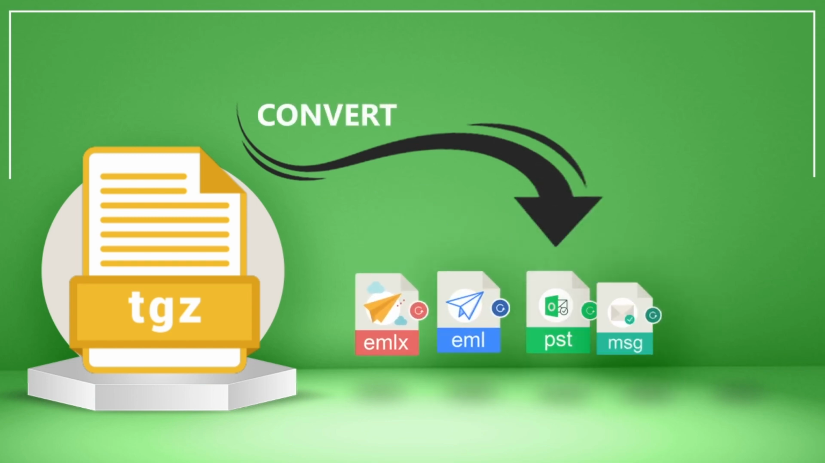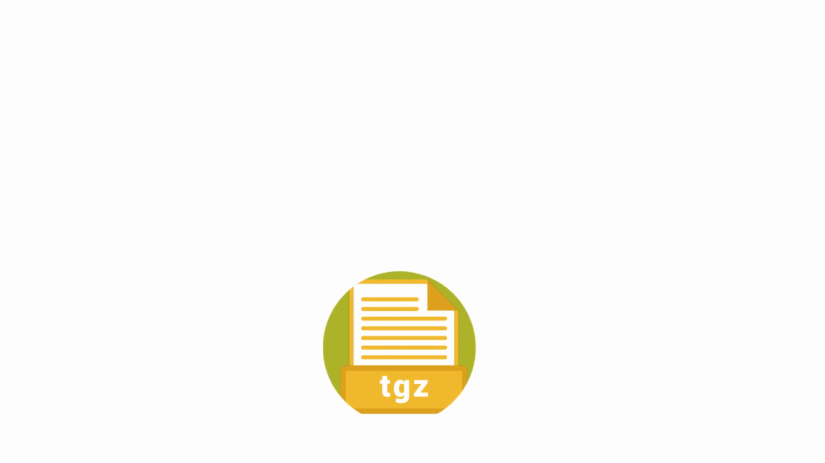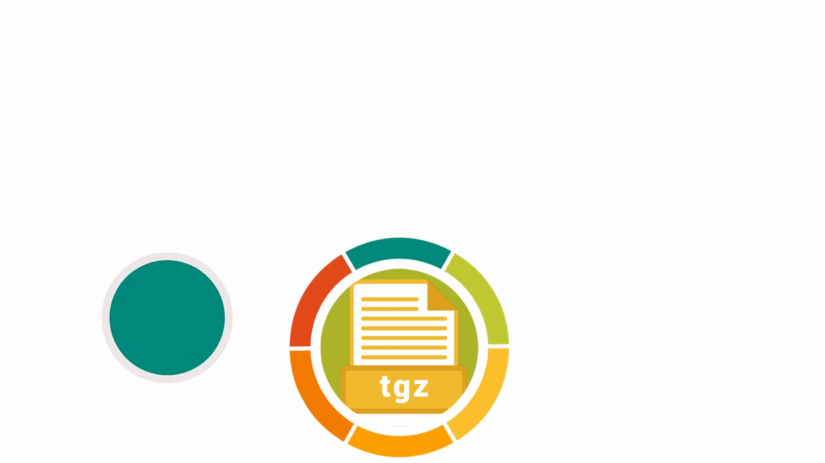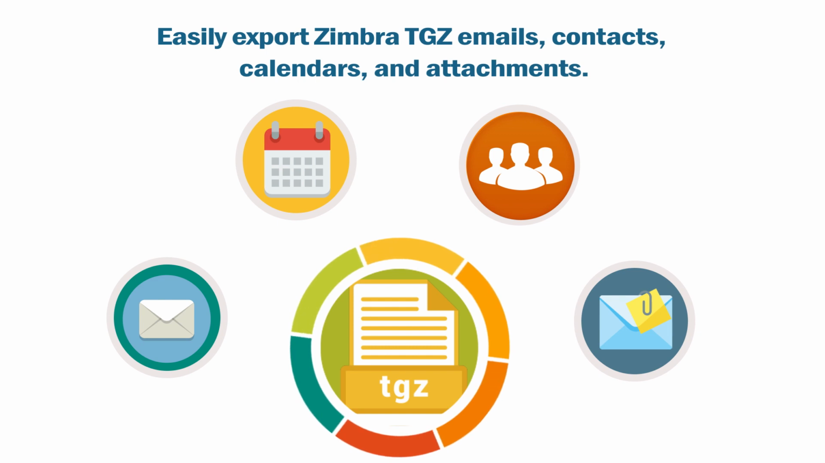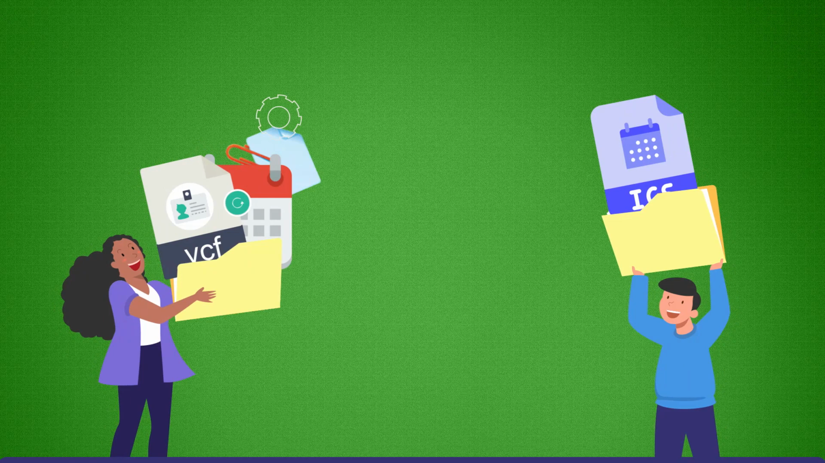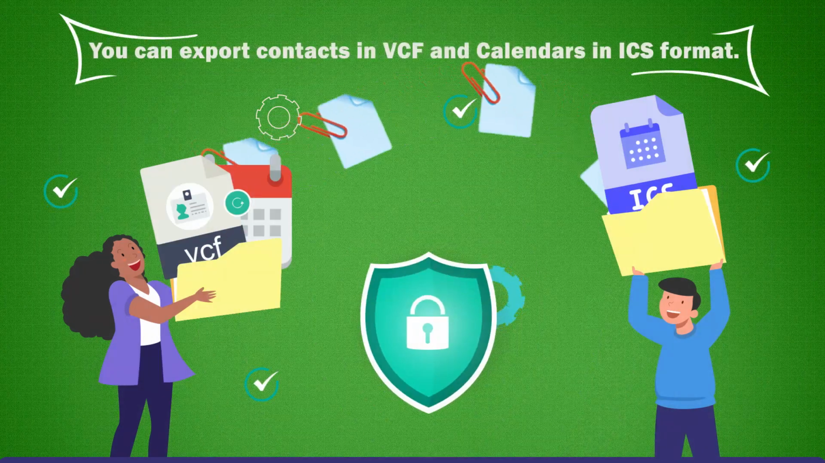Convert TGZ files into PST, EML, EMLX, MSG, and MBOX formats. Easily export Zimbra TGZ emails, contacts, calendars, and attachments. You can export contacts in VCF and calendars in ICS format.